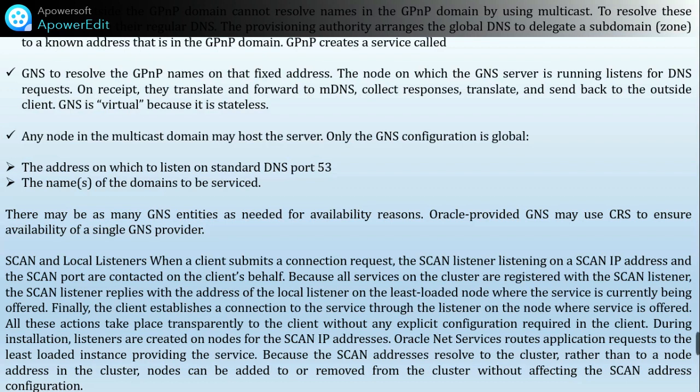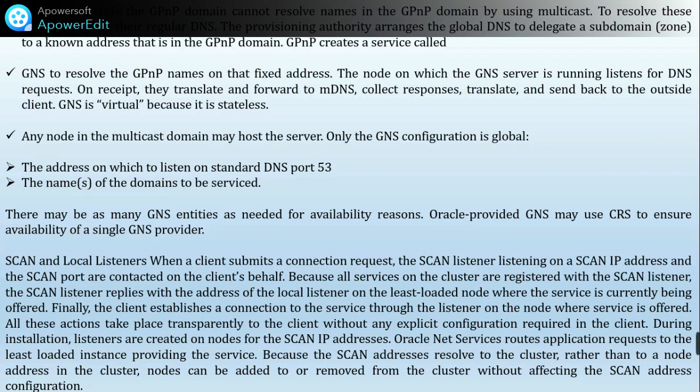Next, machines outside the GPnP domain cannot resolve names in the GPnP domain by using multicast. To resolve these names by using regular DNS, the provisioning authority arranges for the global DNS to delegate a subdomain zone to the address that is in the GPnP domain. GPnP creates a service called GNS to resolve the GPnP names at a fixed address. The node on which the GNS server is running listens for DNS requests, receives the data, translates and forwards them to mDNS, collects responses, translates and sends them back to the outside client.